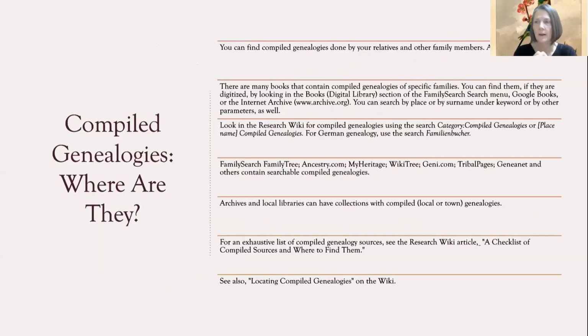So how do you find them? Where are they? They're all over the place. You can find compiled genealogies done by your relatives and other family members. You just need to find them and ask them and say, do you have any family group records? For example, with the old PAF records, people put those in from their own personal records. And there are relatives in this world who have huge books full of family group records that have been submitted to the Church of Jesus Christ of Latter-day Saints. And those are the basis in certain ways of the FamilySearch Family Tree.